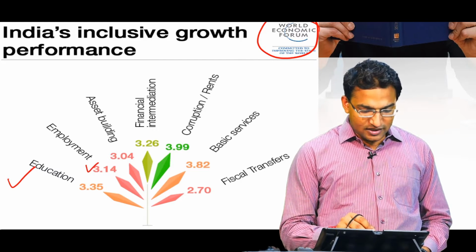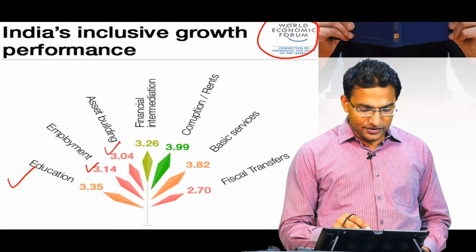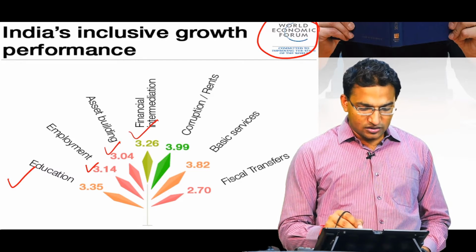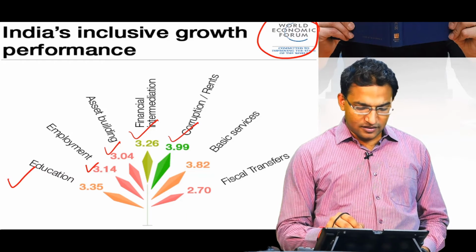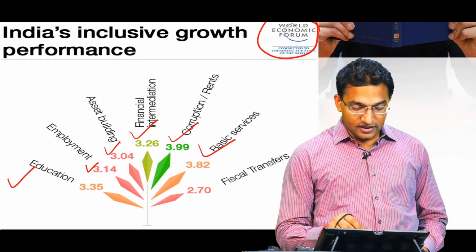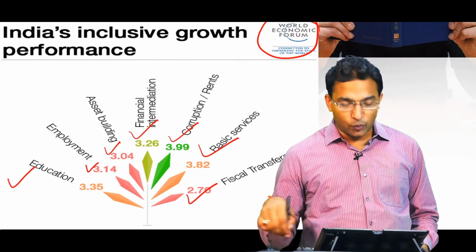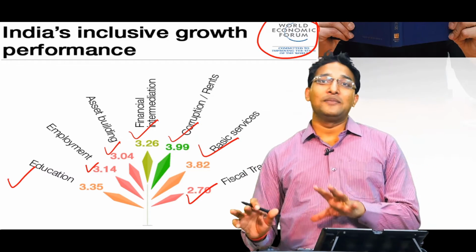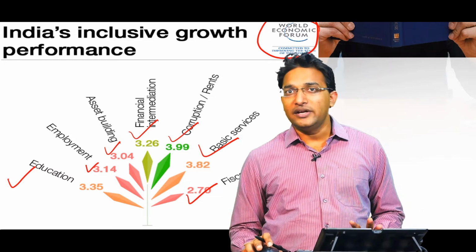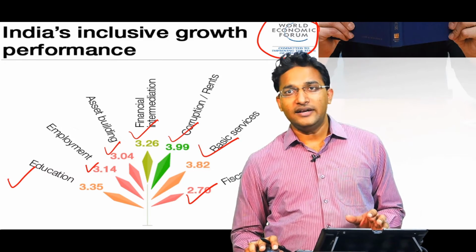Employment 3.14, asset building 3.04, financial intermediation, that is the banking sector, corruption 3.99 score, basic services 3.82, fiscal services 2.7. So overall we can say in every dimension we are lagging behind, which is not a good indicator, right?